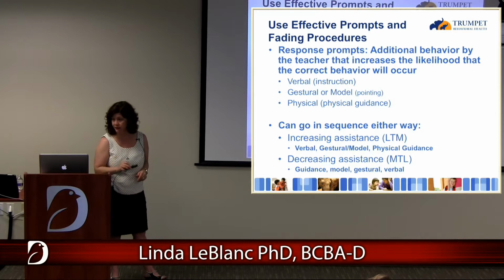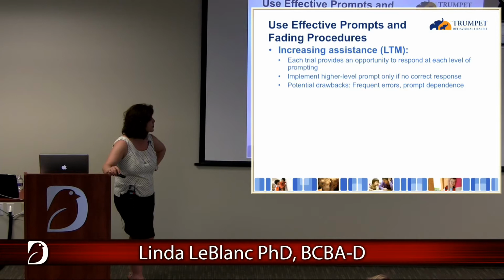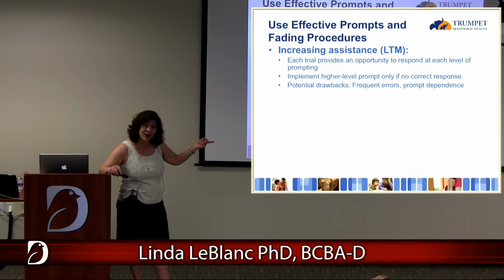So, with increasing assistance, least to most, over years and years and years, here is what we know about this. The great news is each trial provides an opportunity to respond at each level of the prompt hierarchy. You could get it on independent with only the discriminative stimulus. You could get it with only a gesture. You might get it with a full model or a physical guidance. You only have to implement the higher level prompts if they don't get it right on the earlier level. So you might never have to get to that physical guidance.